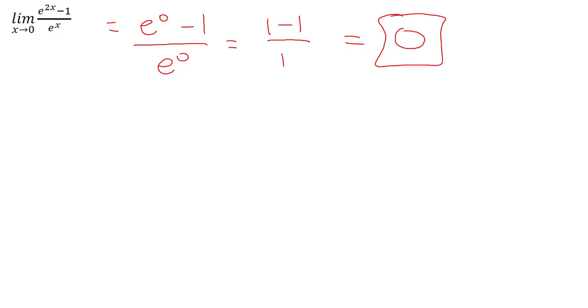So again, be careful. Always try to plug the number in first and see what you get, right? That's why we always check those limits first. This one just comes out to be a 0. We don't need to use L'Hopital's rule for this, right? No L'Hopital's rule. And don't use L'Hopital's rule, because if you try to, you'll end up getting a wrong answer. So make sure you always remember to check first.